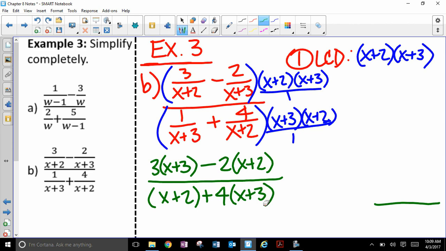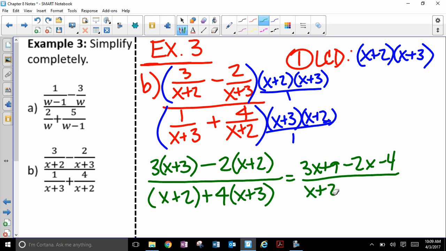Okay, so then let's simplify, distribute, and combine like terms. So this will be 3x plus 9 minus 2x minus 4, because you're distributing at -2. Then you have x plus 2 plus 4x plus 12. Combine like terms, we get 3x minus 2x is 1x, 9 minus 4 is 5, and then x plus 4x is 5x, 2 plus 12 is 14.